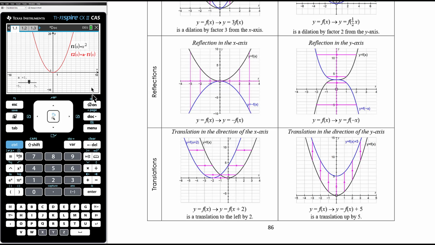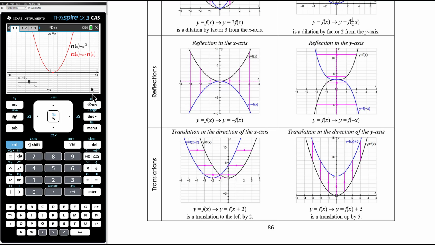From the x-axis, we might say left or right, up or down. Those are perfectly acceptable words to use. You'll see the textbook often uses things like in the positive direction of the x-axis, meaning to the right, or in the negative direction of the y-axis, meaning down. You don't need to say that. You can say left and right and up and down, okay?